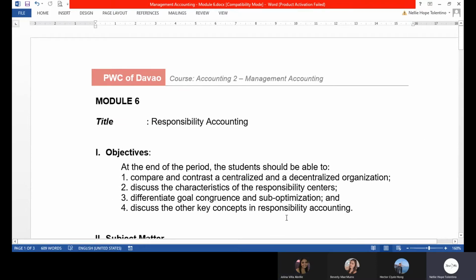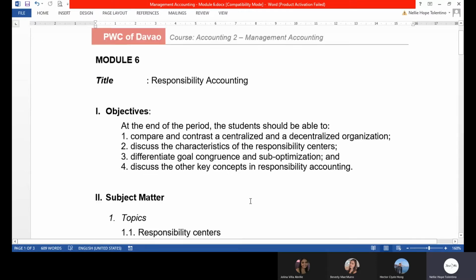Objectives. Okay. So, objectives. Compare and contrast a centralized and a decentralized organization. I think you already know kung anong centralized organization and decentralized organization. Discuss the characteristics of the responsibility centers. There's gonna be 4 responsibility centers that we're going to talk about. Differentiate goal congruence and sub-optimization, and discuss the other key concepts in responsibility accounting.